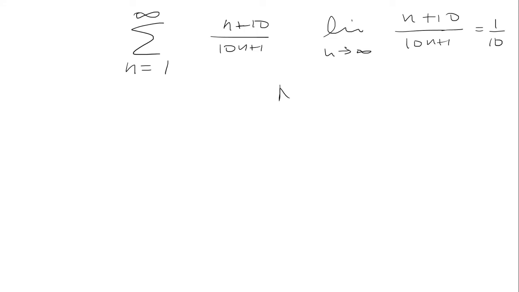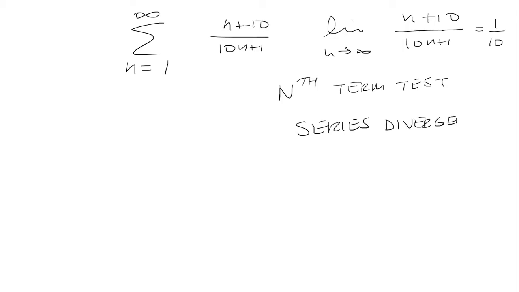So by the nth term test, the series will diverge. And what the nth term test says is that if the limit does not go to 0, the series diverges. Okay. So here the limit goes to 1 over 10, which is not 0, therefore the series diverges.